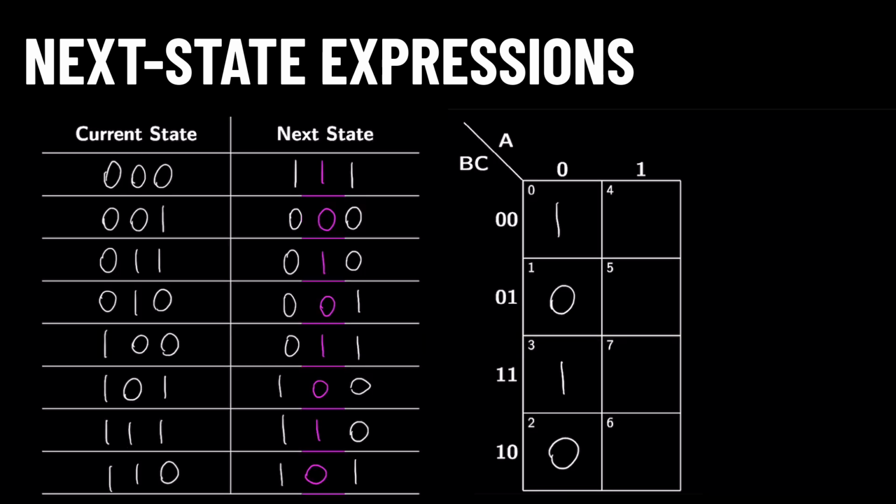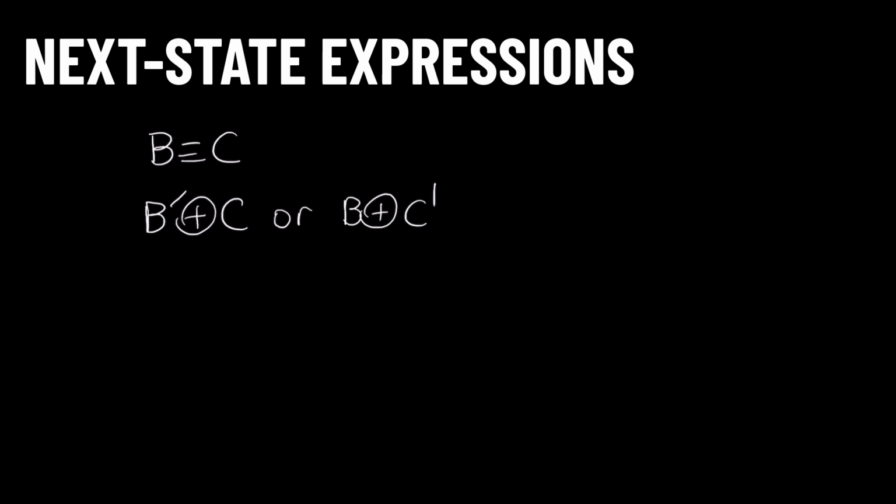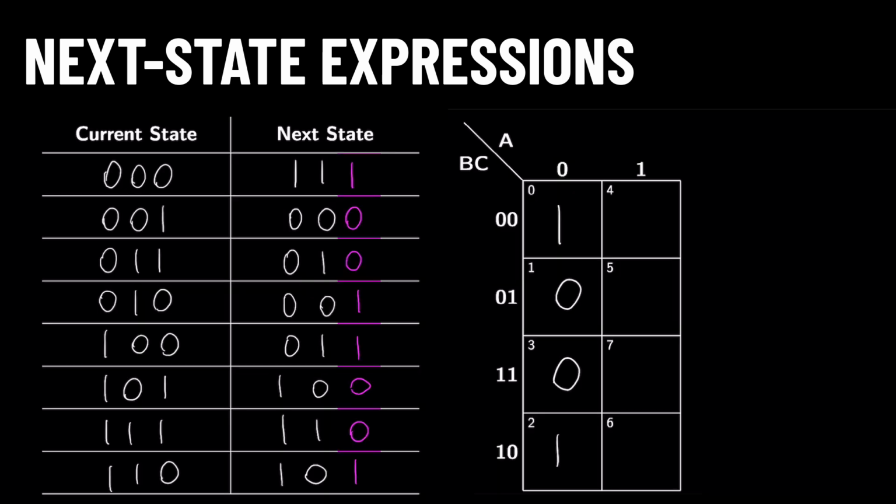For dB, we see that the expression is BC plus B prime C prime, which is another XNOR relationship. Again, we want to utilize XOR instead and either get dB is equal to B prime XOR C or dB is equal to B XOR C prime, which are equivalent expressions. Finally, we can put the DC columns into a K-map and find that DC is equal to C prime. This makes sense because the counter is constantly going between even and odd numbers, so the least significant bit, C, is always going to be toggling.